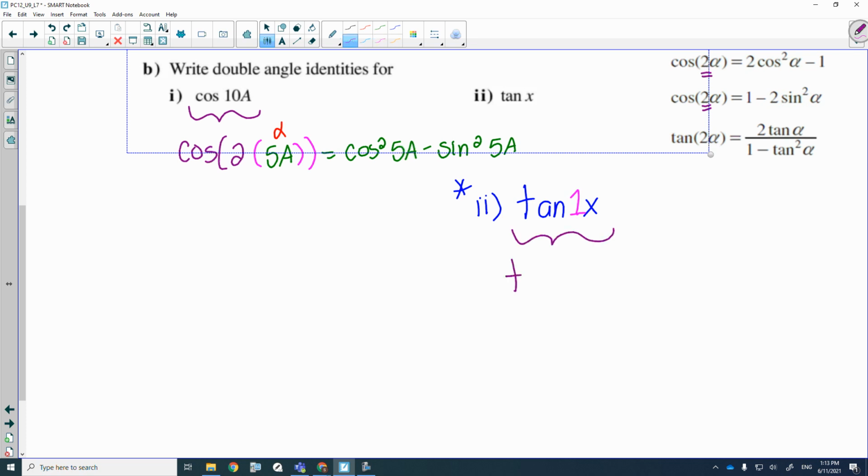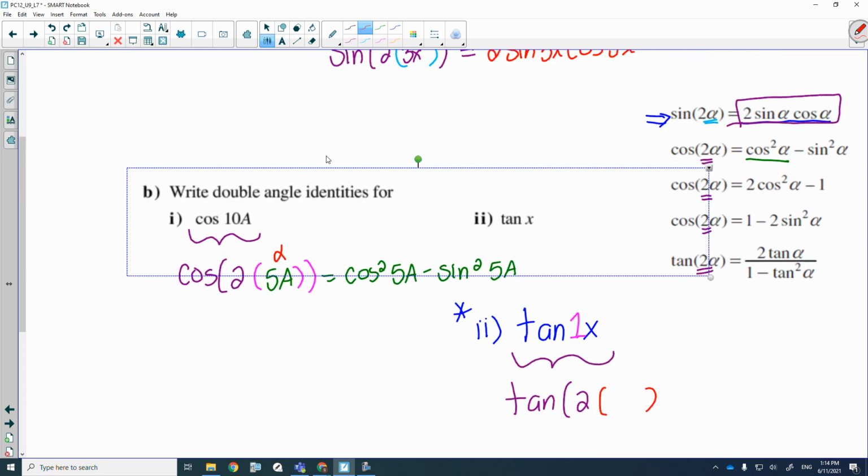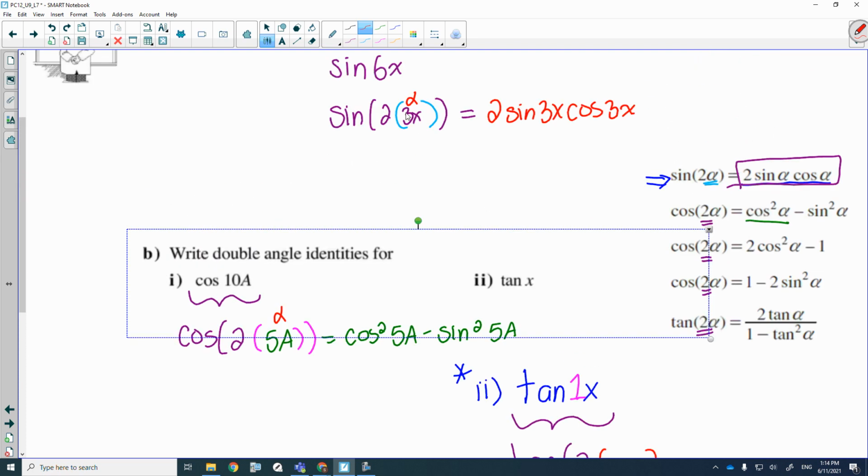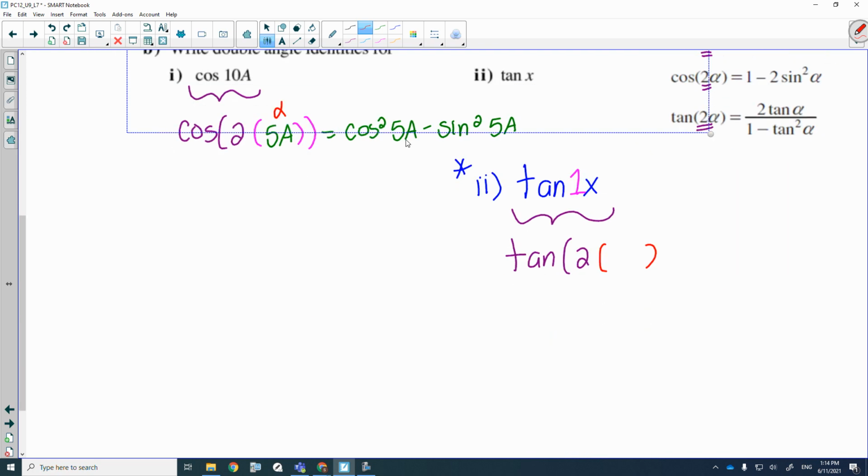So you say, okay, I'm going to do what I've been doing. That would be the tan of, I need a 2 here. I need to double my angle, right? Because for double angle identities, we need to have a 2. Then I need to figure out, well, what is my angle? In all of these previous examples, in order to figure out the angle, we've been taking the argument and dividing it by 2. I took 6x and divided by 2 to get my new angle. So I'm going to take this argument and divide it by 2, which would give me 1 over 2x. That is now alpha.